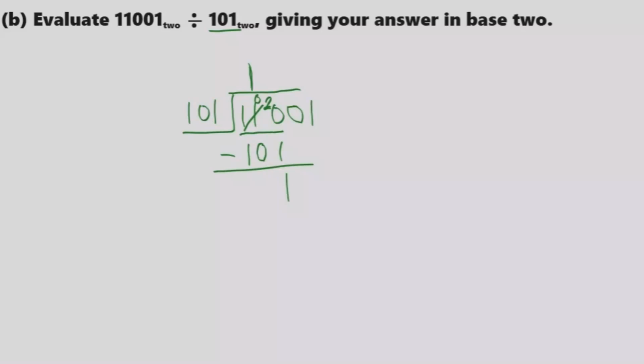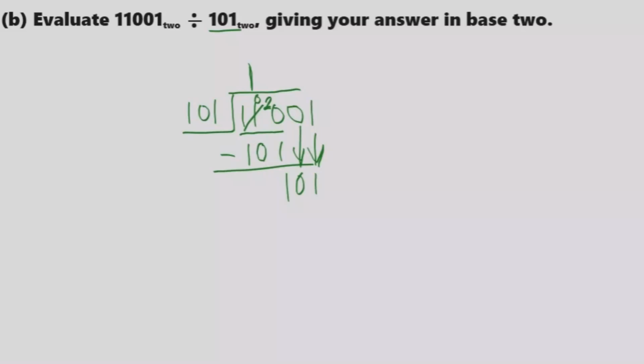So what do we do? We divide 1 by 101. So 101 into 1, it can't. So we drop this 0 and it becomes 10. Remember, these numbers are in base 2, so I can say 10. Then 101 into 10, it can't. So we drop this 1 here. Then we have 101 here.